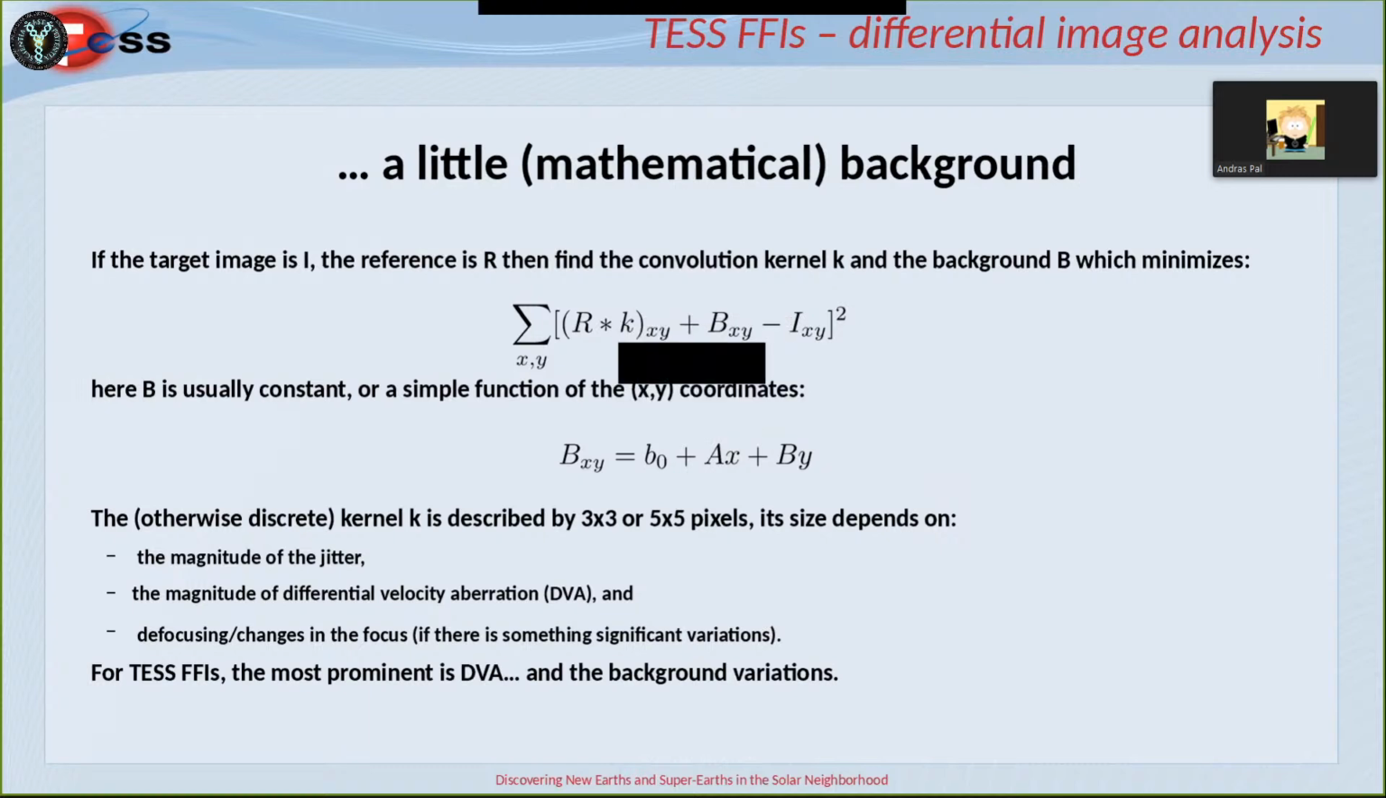And what is K? K accounts for the shift in the images, if there is a tiny difference, on the order of a few hundredths or a few tenths of a pixel, and for variations in the profiles because of defocusing or changes in the focus, or because the temperature of the whole system varies as it orbits Earth, which can result in different profiles for the stars. And if you make a simple convolution, then we can just do it.